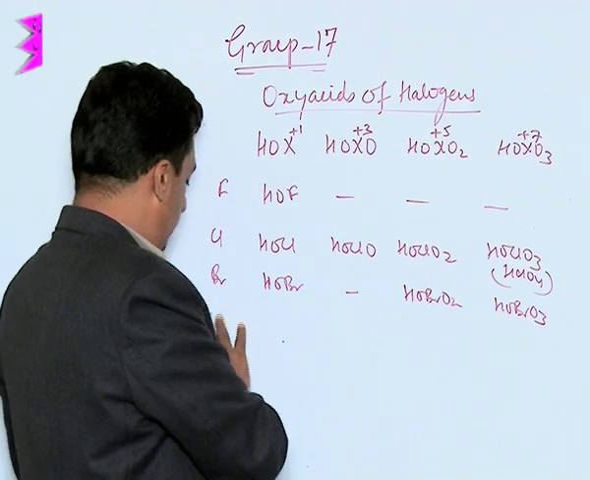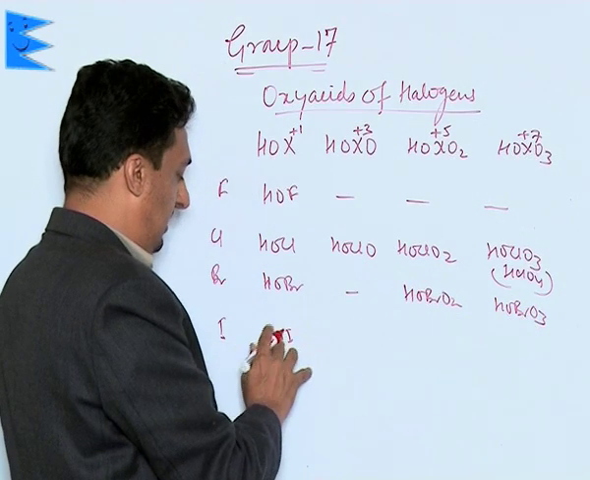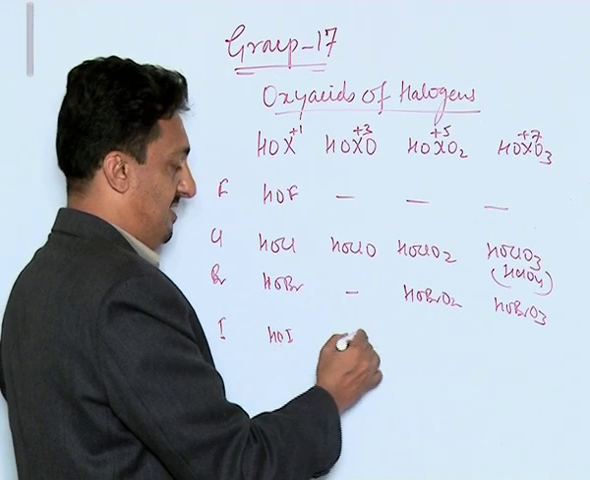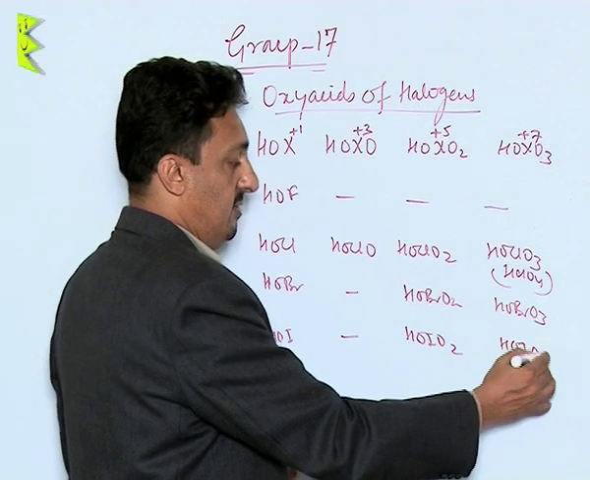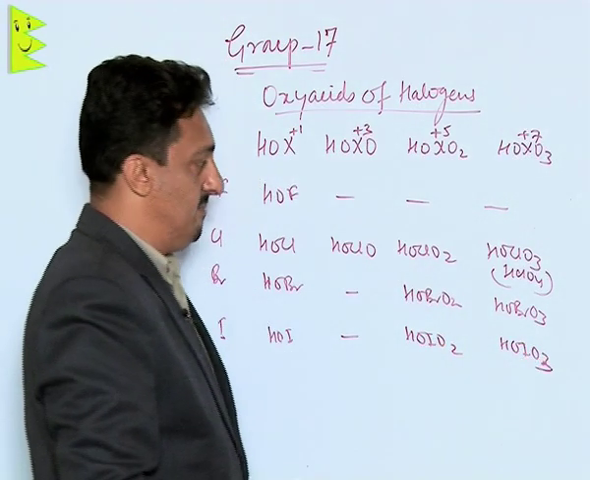Whereas with iodine, what we know is we can have HOI. It also doesn't form an oxyacid in the +3 oxidation state. We have HOIO2, HOIO3. Now you need to know their names.